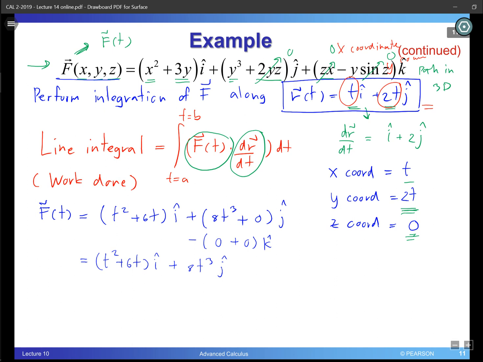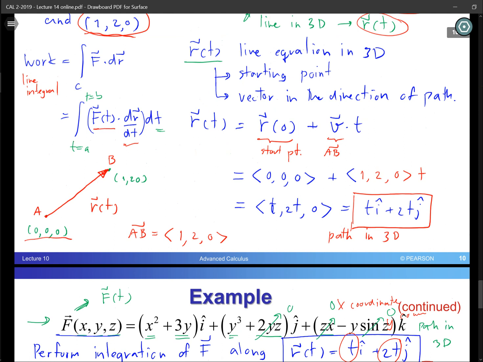And now what we need to do next is to find the dot product. But before that, let's find what a value here and b value here. So we start from 0, 0, 0, and then we end at 1, 2, 0. So we know that at point A, this is time equal to 0.